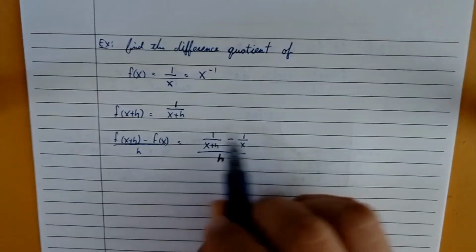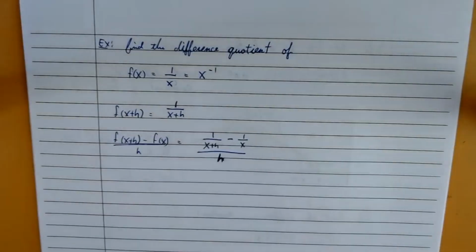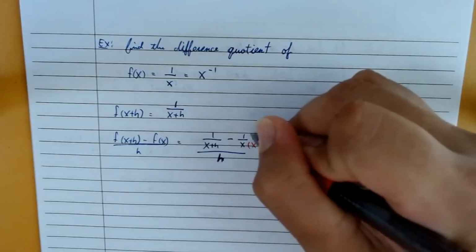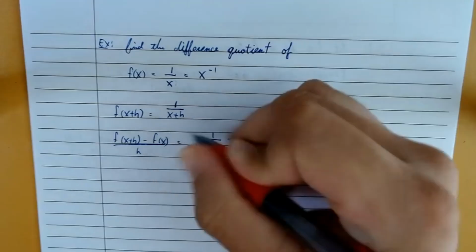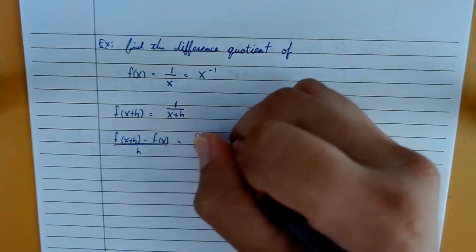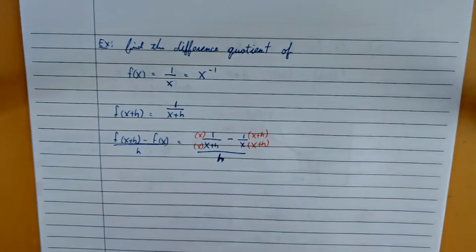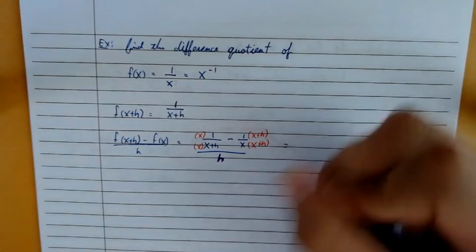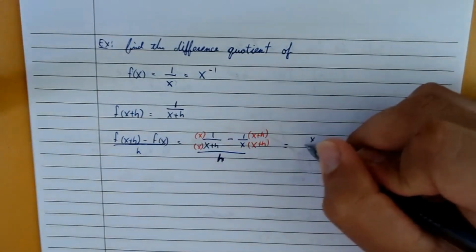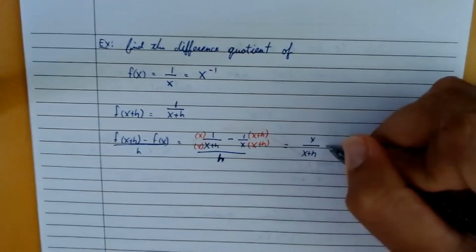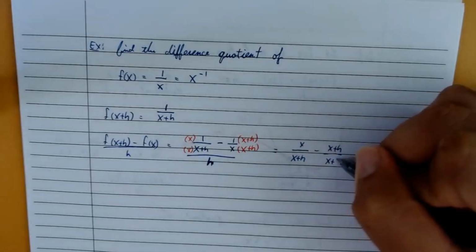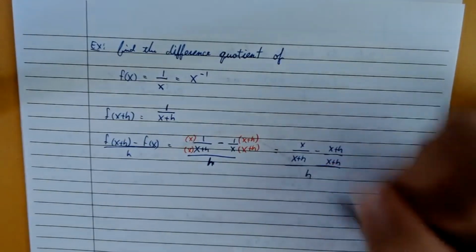Let's go ahead and combine these terms. Here, these are fractions, and to add or subtract fractions, you need a common denominator. So let me multiply this by x plus h on the top and bottom, and let me multiply this by x on the top and bottom. So now they have the same denominator, x times x plus h. So this is x over x plus h minus x plus h over x plus h, over h.